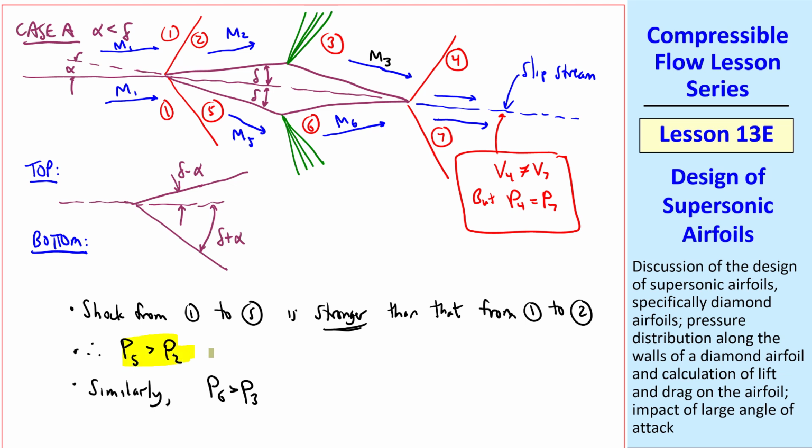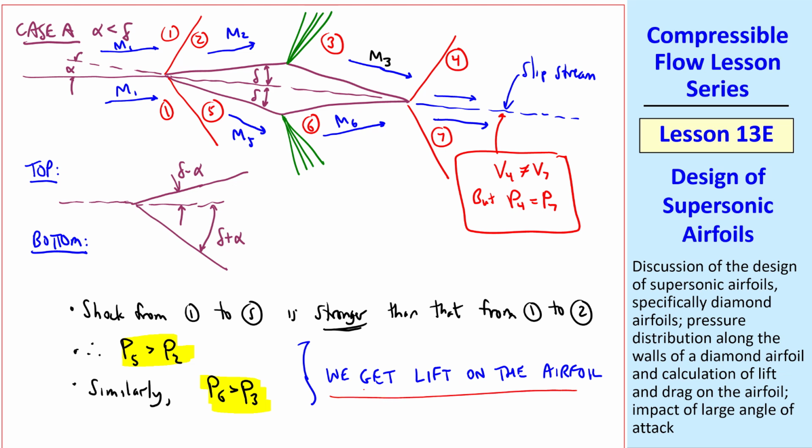And because of this, when we look at the geometry, we see that we have greater pressure forces on the bottom than on the top. So we get lift on the airfoil. And this is how a diamond airfoil gets lift at small angle of attack.